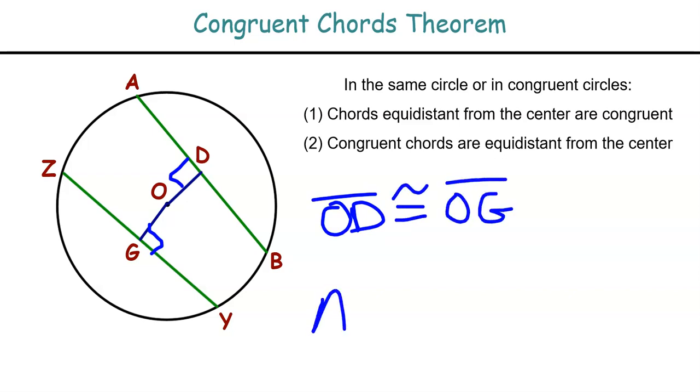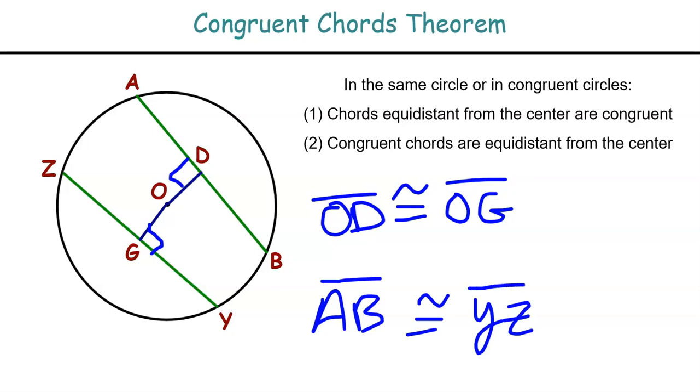means that AB is congruent to YZ, and vice versa. It works in both directions. So go ahead, copy this down, come back when you're ready to see a quick application of it, and end the video.